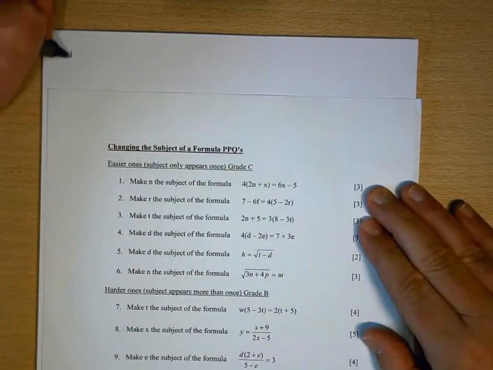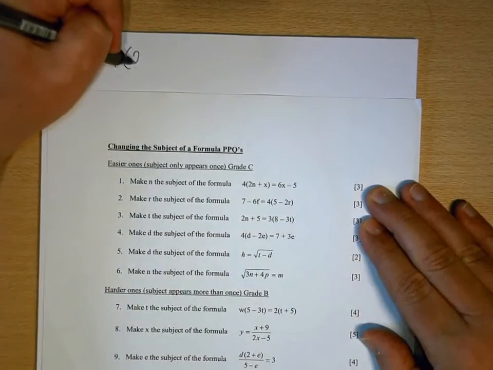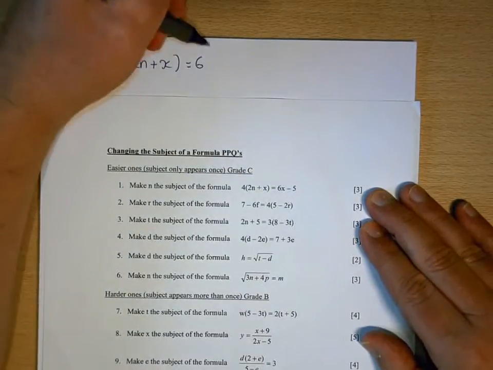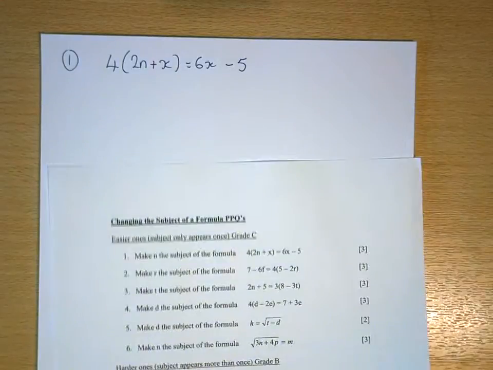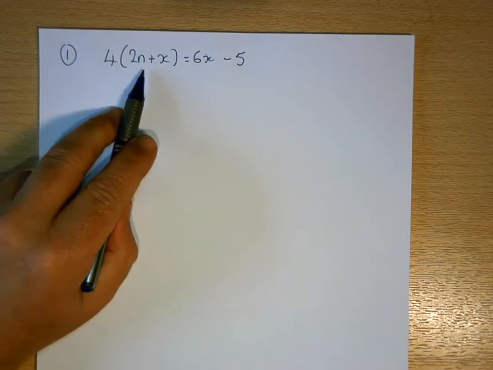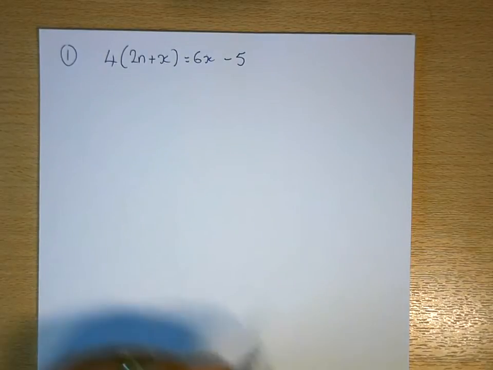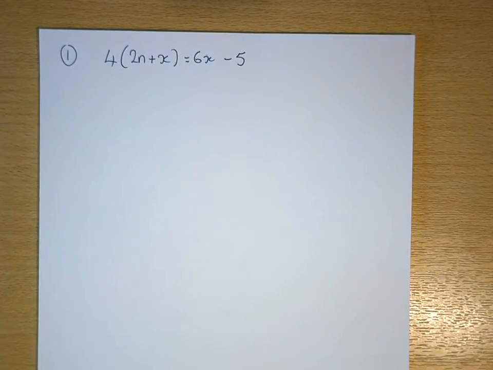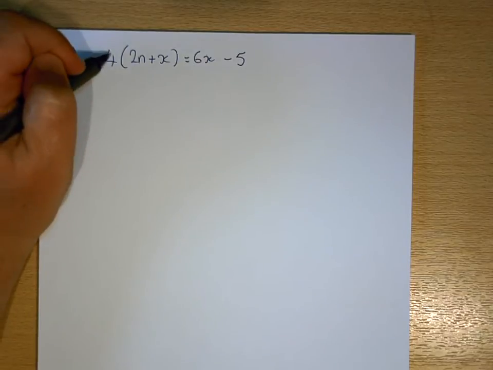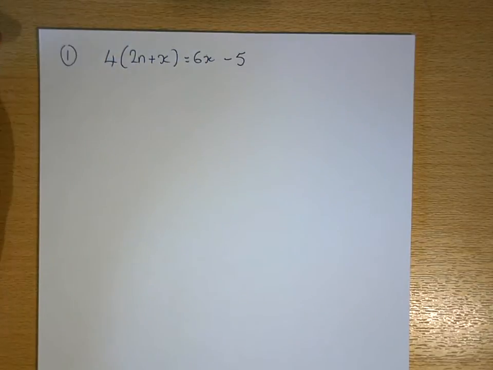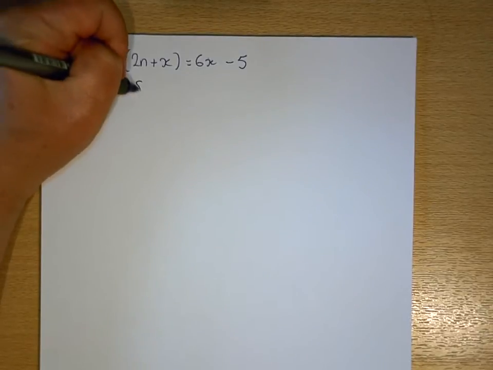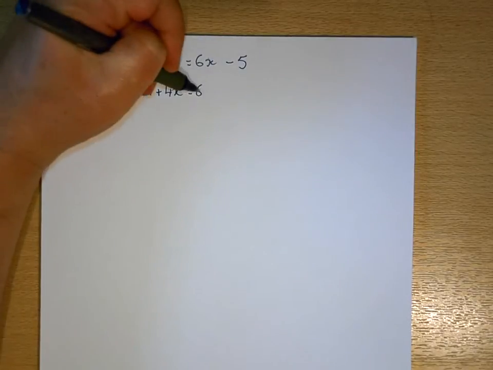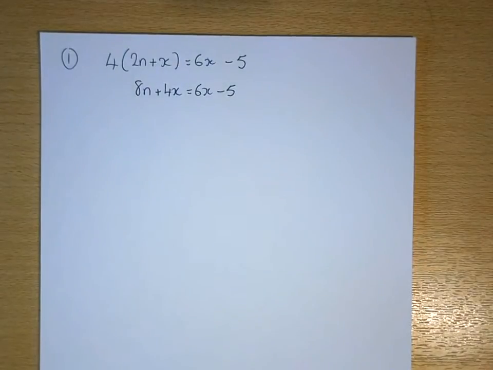So if you do the first one then, 4 bracket 2n plus x equals 6x take away 5. We want to rearrange that to get n equals left on its own. So the first thing we're going to have to do is get rid of that bracket. We can't do anything until we're into that bracket. When you're clearing a bracket, you multiply whatever's outside by everything that's inside. So we have 4 times 2n is 8n, 4 times x is plus 4x, equals 6x take 5.